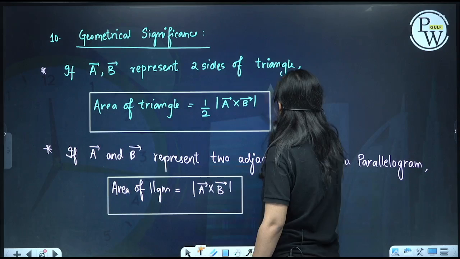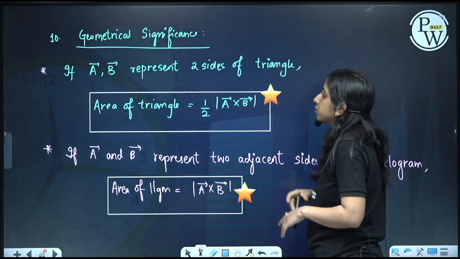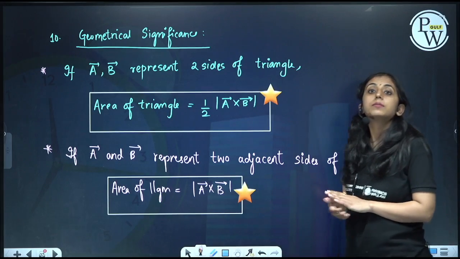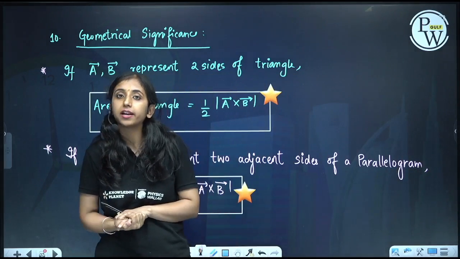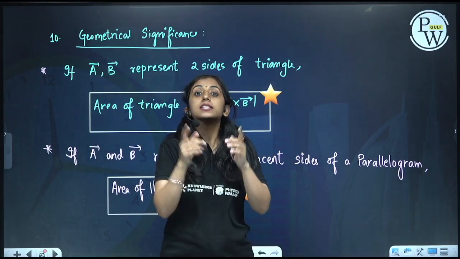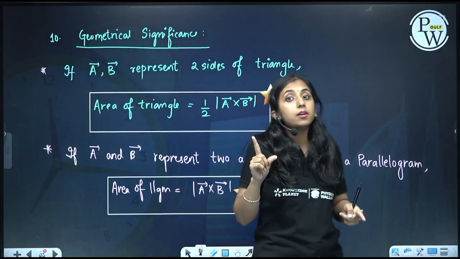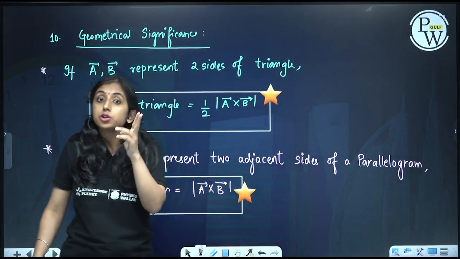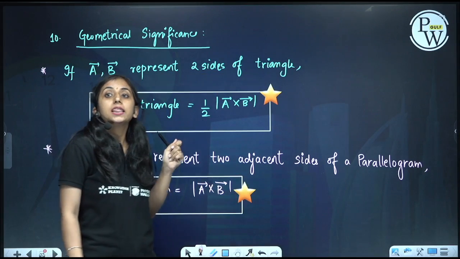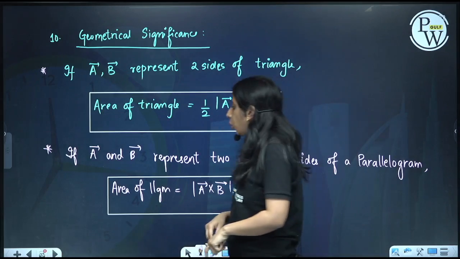So this is the physical or geometrical interpretation of the cross product. If a and b are two sides of a triangle, then the area of the triangle is half the magnitude of a cross b. And if a and b represent adjacent sides of a parallelogram, then the area of the parallelogram is equal to magnitude of a cross b.